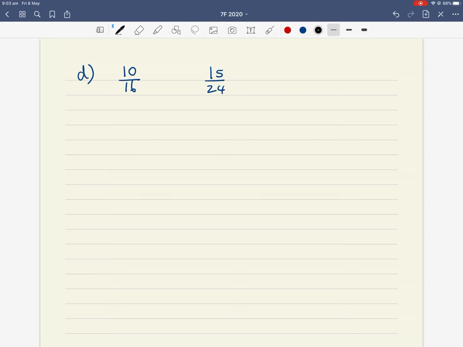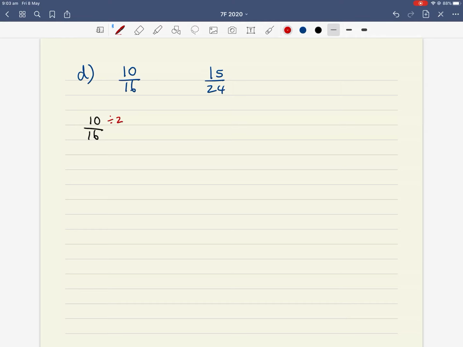True. But can you also see how the fractions we're given right now are not the simplified fractions? Because 10 and 16, they're both even, so I can divide them both by 2. 15 and 24, they're both divisible by 3. So you should simplify your fractions first, and then do the 1, 2, 3, 4 steps.